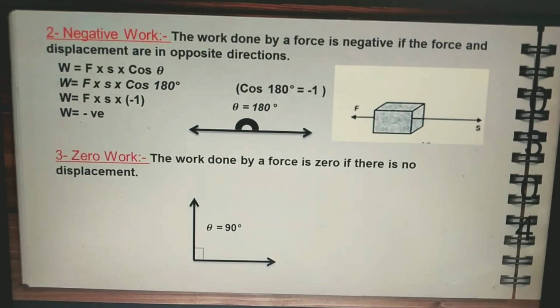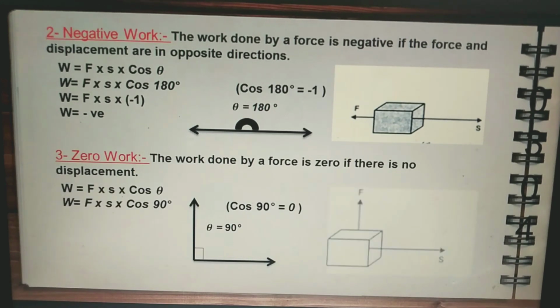Next is zero work done. The work done by a force is zero if there is no displacement. जब बॉडी में कोई डिस्प्लेसमेंट नहीं होता है then we will say that work done by the body is zero. And mathematically कैसे प्रूव करेंगे that W = Fs cos theta. Now see the first diagram. It shows that theta की एंगल 90 डिग्री का फॉर्मेशन हुआ है and cos 90 डिग्री is equal to 0 and the total work done will be 0. Then we will say that no work is done by the body.